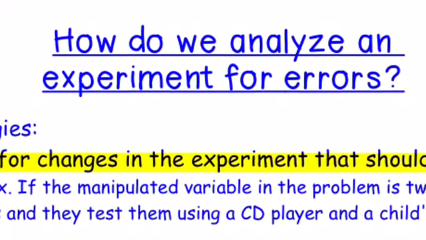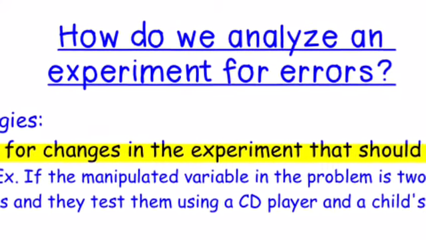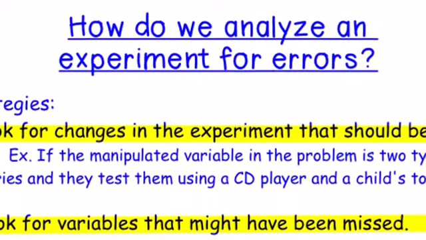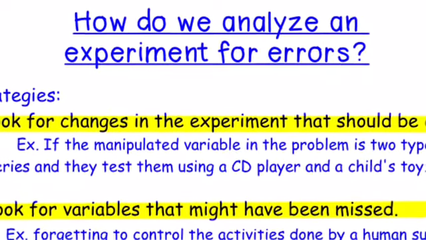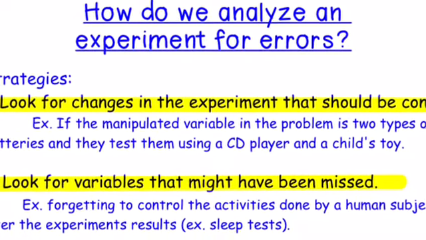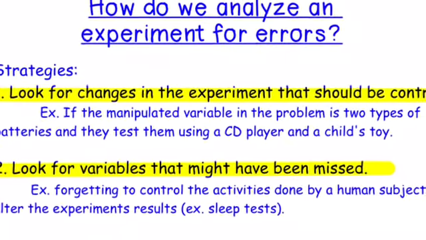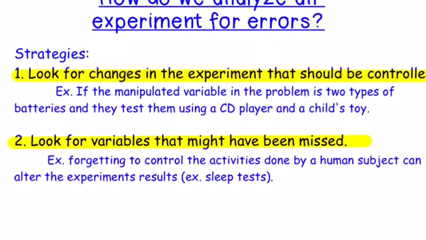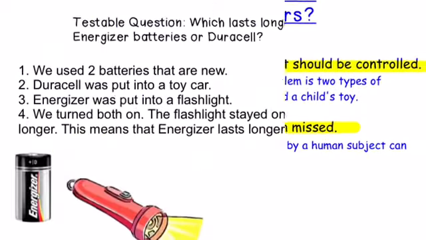So how can we analyze these experiments for their errors? Strategies would be to look for changes in the experiment that should not be there, or that should be controlled, and look for variables that might have been missed. So we need to identify those examples, and then our next step is to figure out what it is.